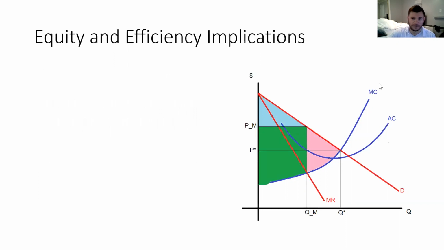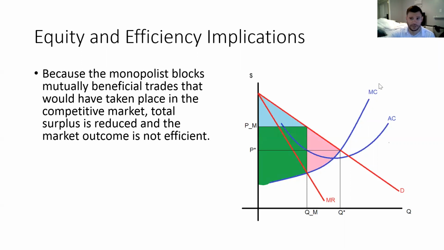And we can summarize the full equity and efficiency implications looking at the full surplus picture here. That blue triangle in the top left is the consumer surplus under monopoly. Okay, the green wedge is the producer surplus. And that pink, somewhat triangular region is our deadweight loss. So again, because the monopolist is blocking mutually beneficial trades, the size of the total surplus pie is being reduced.